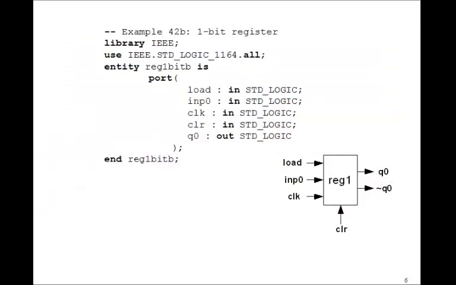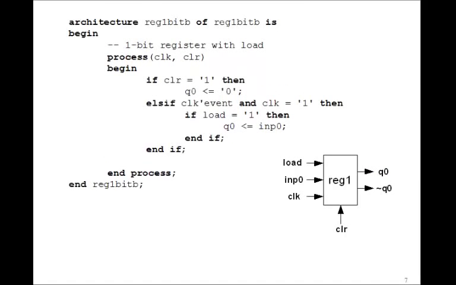Now we can make the same 1-bit register using our behavioral statement that we had in the last lesson. Here we have the same inputs, load, input 0, clock, clear, and output Q0. But now we don't have to write the logic equation for D and look inside to see the flip-flop. We can just have a process with clock and clear. If clear is 1, Q0 gets 0, that's our asynchronous clear. Else, on the rising edge of the clock, remember clock'event and clock equals 1 means rising edge of the clock, then if load equals 1, then Q0 gets input 0.